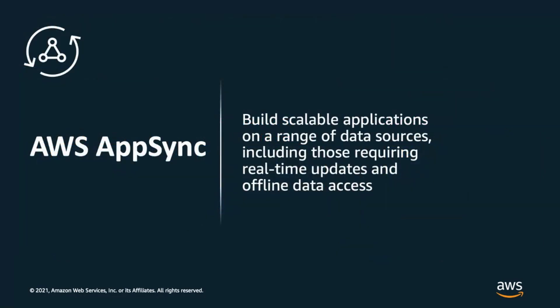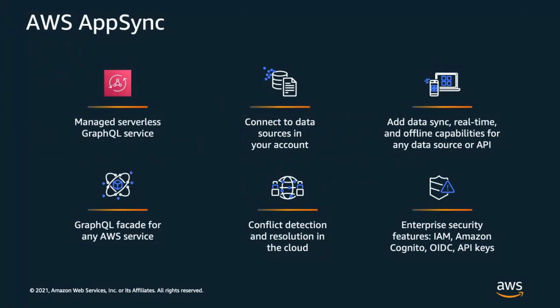We talked about GraphQL. Now it's time to talk about AWS AppSync, how it works, and how it can be used together with GraphQL to create modern APIs for your front-end application. So AppSync is a managed serverless GraphQL service. It connects to resources in your AWS account, and that allows you to make your data available also in real time and in an offline situation.